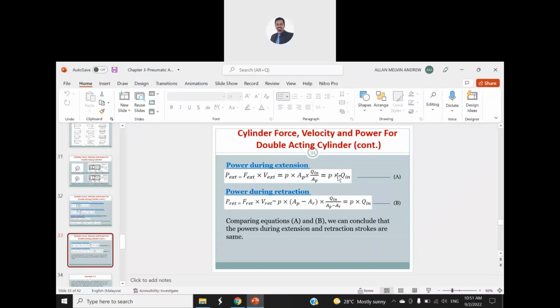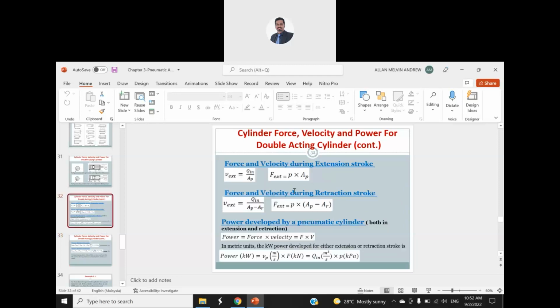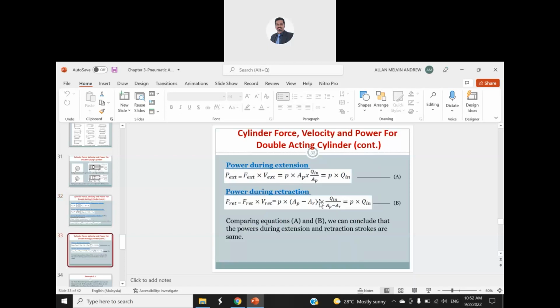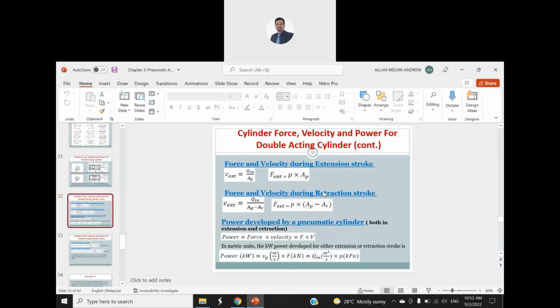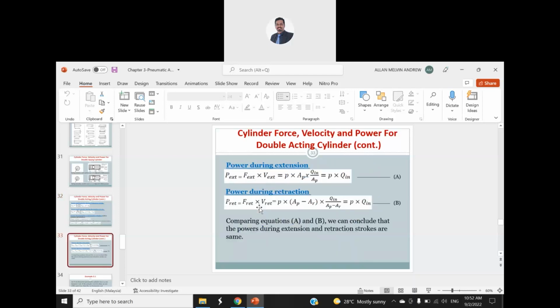Okay, true. Actually, you can just answer based on this formula. So if you see here, the extension force and retraction force, is it the same? You see here it is not the same, because here you have pressure times area, so the area is not the same. So here the forces are not the same, and the velocity is also not the same. But once you join this, you have this formula.